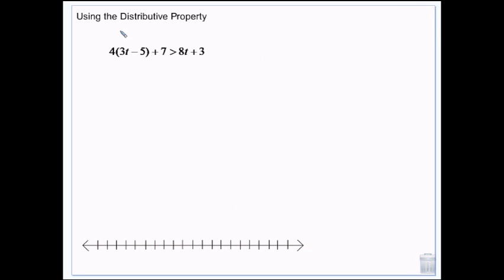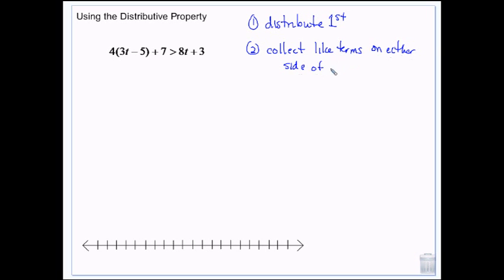In a standard equation, when you get this parenthesis, you have to distribute first. And then you collect like terms on either side. And I'm just going to put a less than because I'm just going to say on either side of whatever inequality symbol there is, but I'm just going to say a less than because I don't want to draw all of them. And then you're going to add or subtract, and then you're going to multiply or divide. So same steps as if we were solving 4 times 3t minus 5 plus 7 equals 8t plus 3. So the same steps, just without the equal. So the first thing we want to do is we're going to distribute that 4 in.